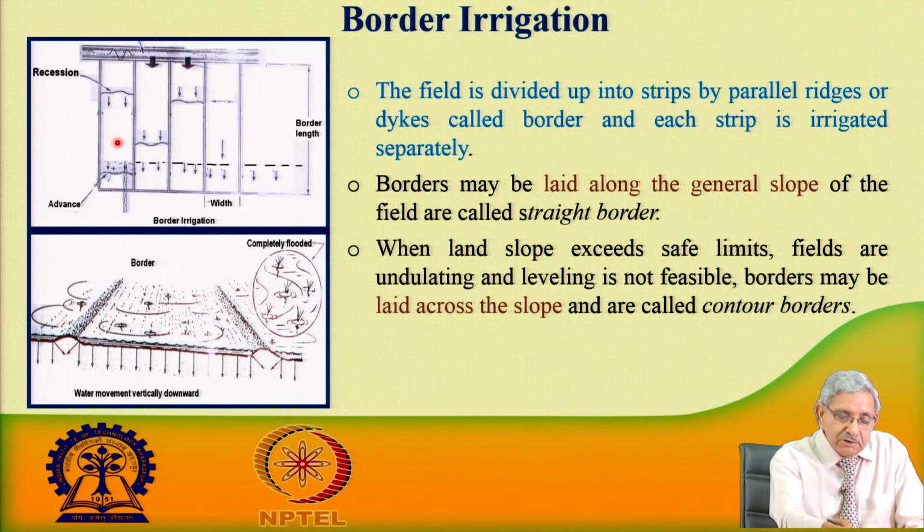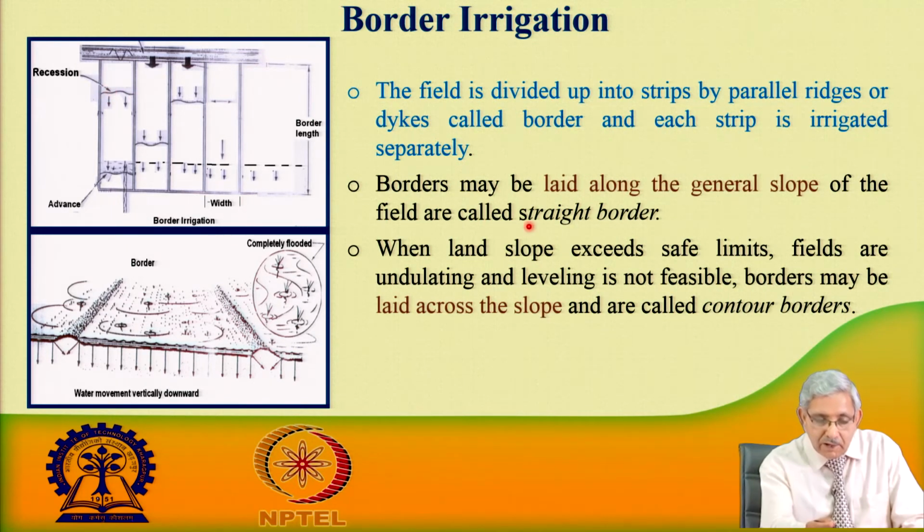So, this is the advancement of how the water is introduced. This is the advancement of the stream. We call it waterfront advance. When the irrigation stream is cut off, the water starts disappearing. So, this is your recession phase.